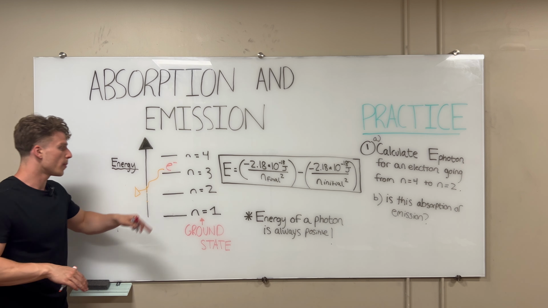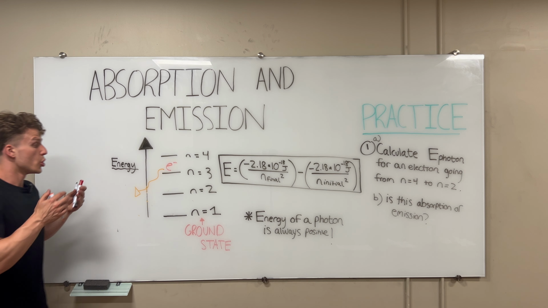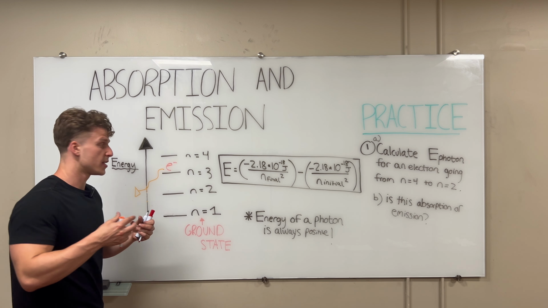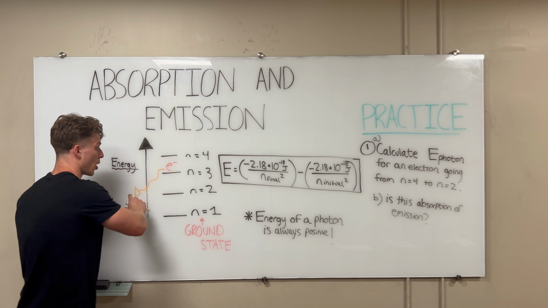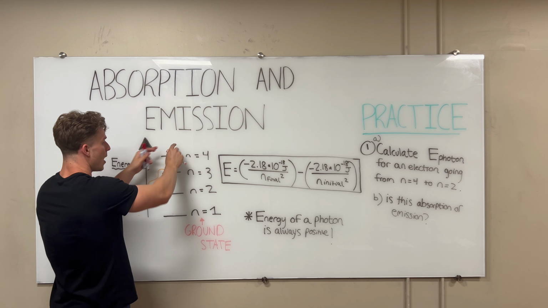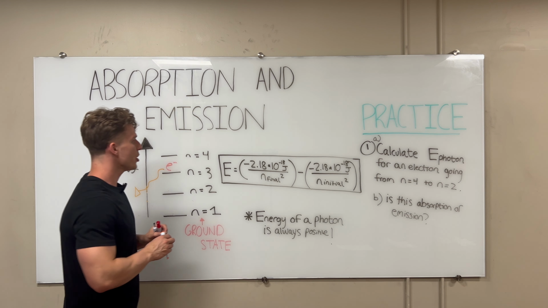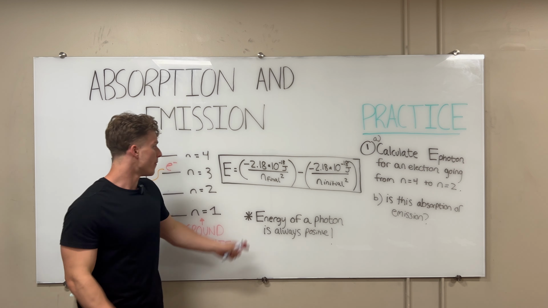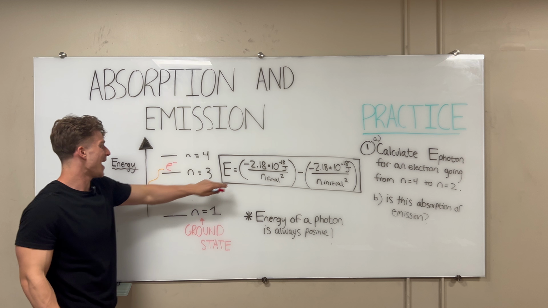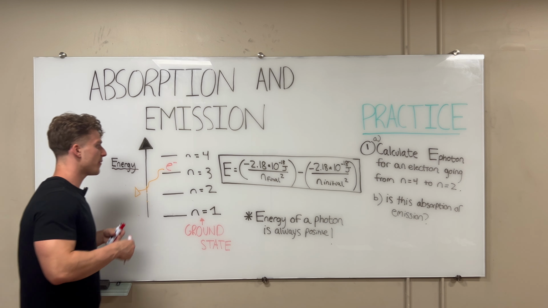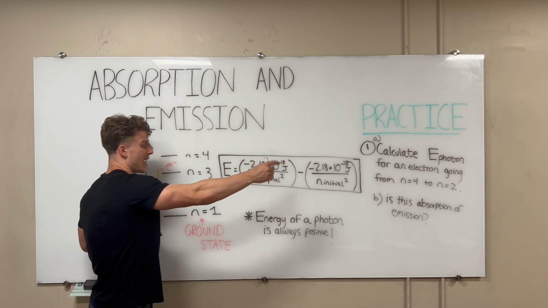So whether you're absorbing or emitting doesn't matter. You're still working with a positive photon. It just matters whether you're absorbing that positive energy and going up or releasing that positive energy and that electron's going down. So how do you calculate the energy of a photon, right? If we want to calculate this energy change, how much do we have to give it to go from a certain state to another state?